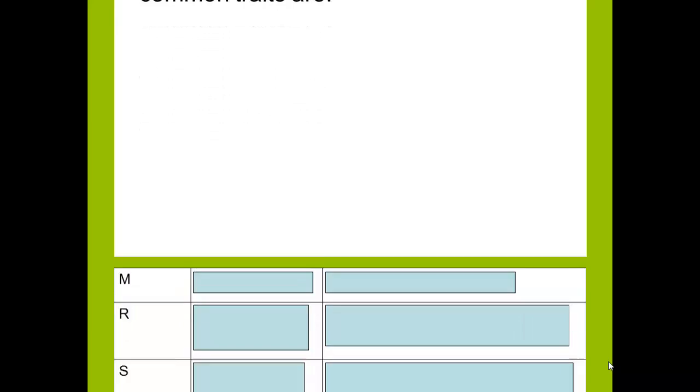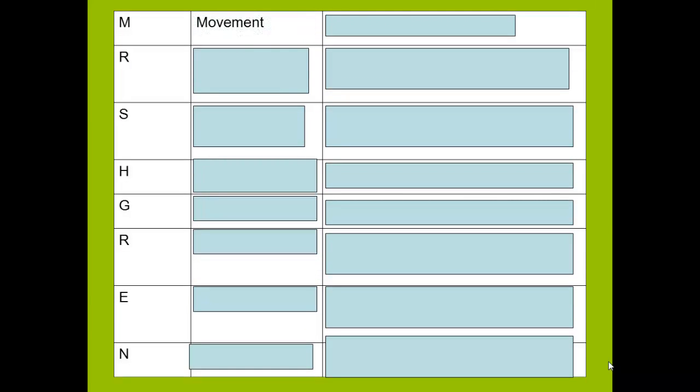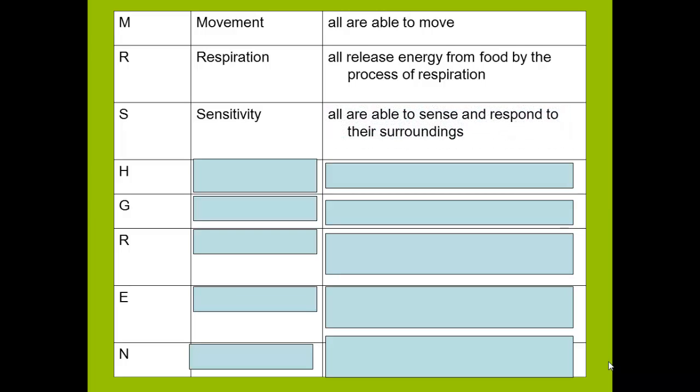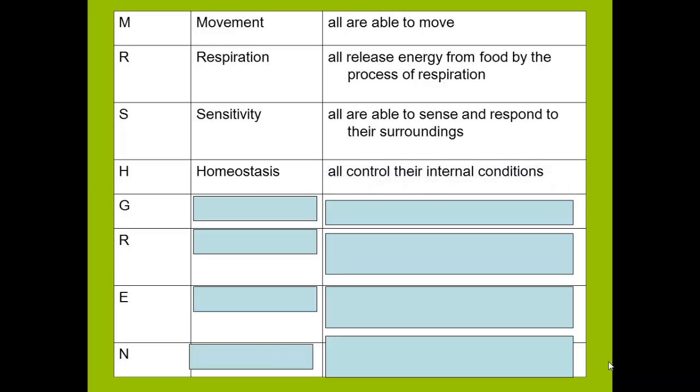These common traits are movement. Everything's able to move, even if that's just internally within a cell. Respiration. All living things release energy from food by the process of respiration. Sensitivity. All living things are able to sense and respond to their surroundings. Homeostasis. That means that all living things control, to some extent, their internal conditions. Growth. Well, all grow and develop. Development is part of growth.